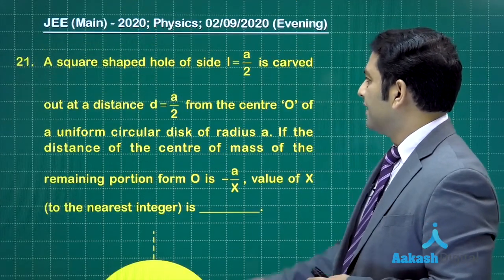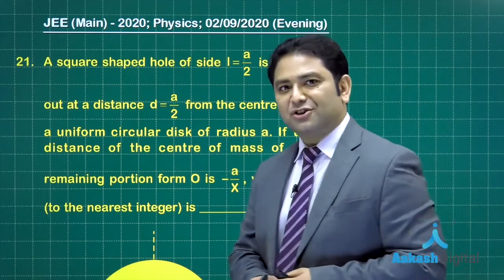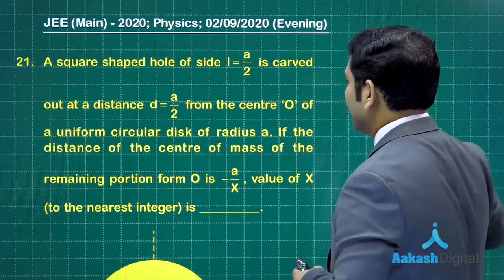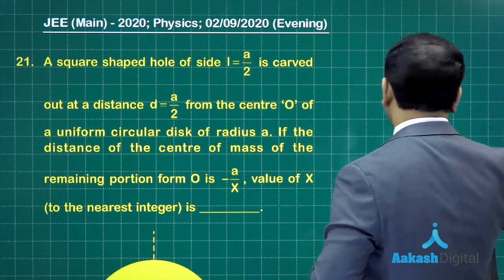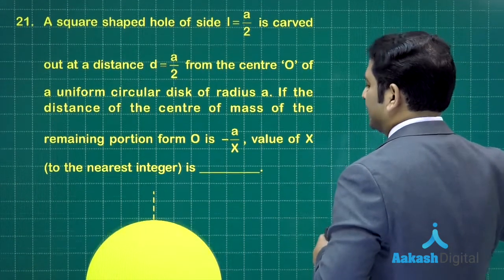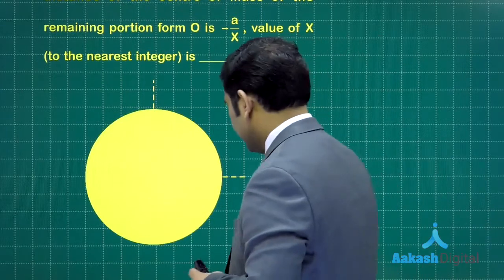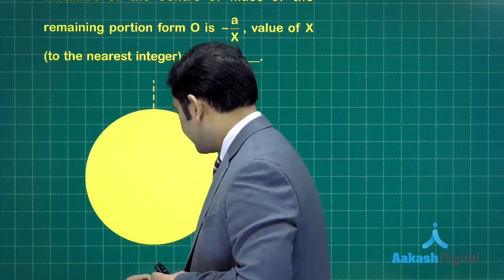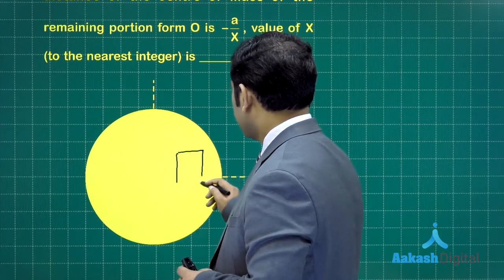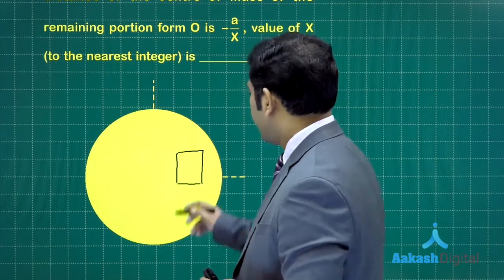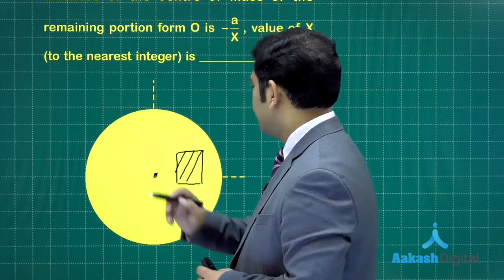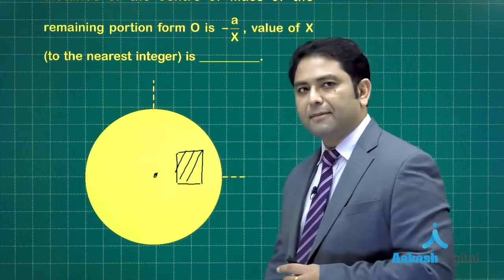Let's say. Now this is related to center of mass. There is a square shaped hole of side a by 2 that's carved out at a distance a by 2 from the center. Now read the question properly. So it's something like this. Here I'll help you realize this particular diagram. So it's something like this. Here this is the square and this would be carved out. So this is punched outside and here is the center of the disc.